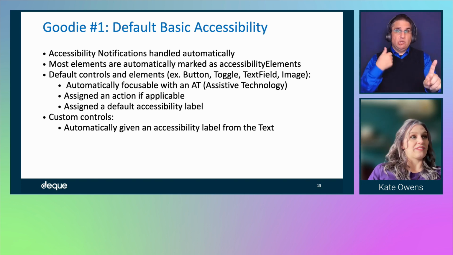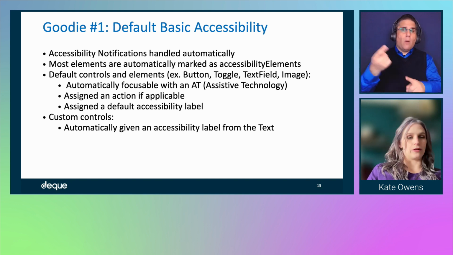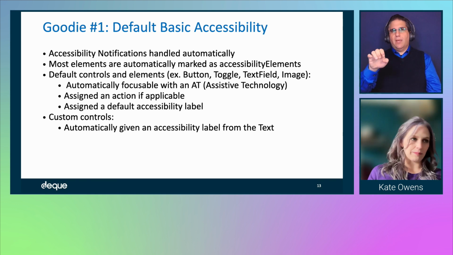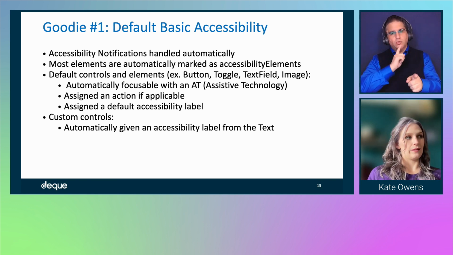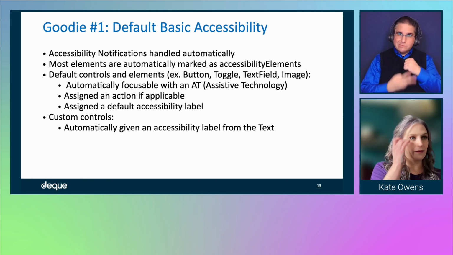Most of the elements are automatically marked as accessibility elements. You don't have to go through every single element that you want and explicitly mark it as true for accessibility element like you'd have to in UIKit. So that's a big time saver, a lot less heavy lifting.